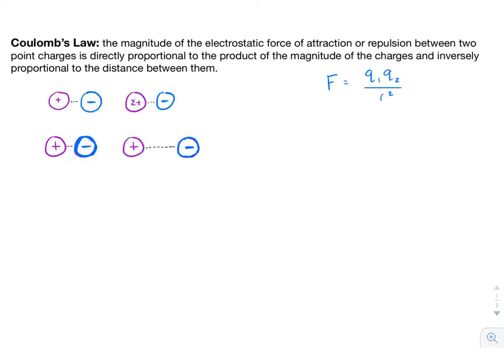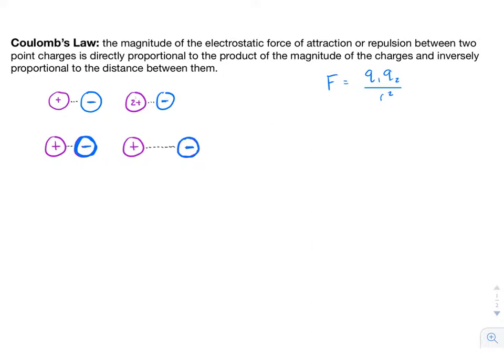So before we can really talk about periodic trends, we actually need to understand how the subatomic particles, protons and electrons, interact with one another within an atom. And what we need to understand is something called Coulomb's law. Coulomb's law states that the magnitude of the electrostatic force of attraction or repulsion between charges is going to be directly proportional to the product of the magnitude of the charges and inversely proportional to the distance between them.